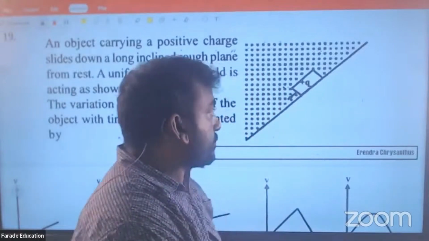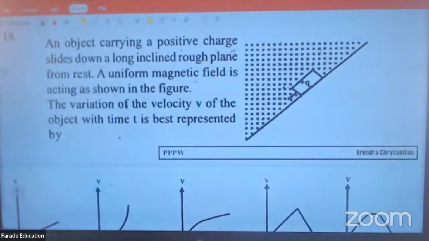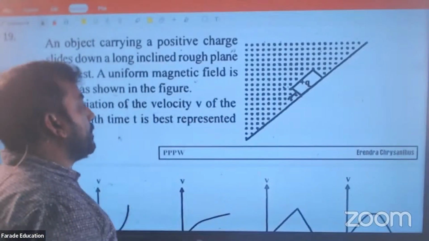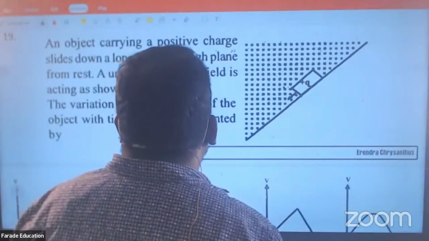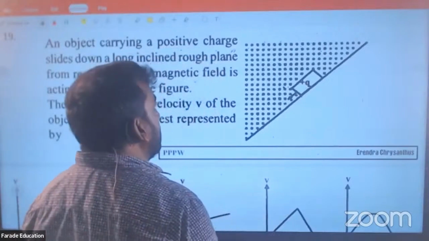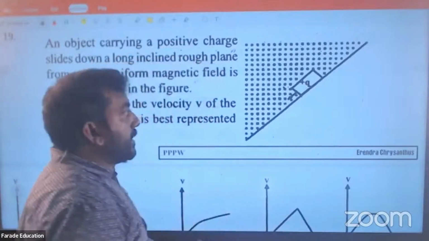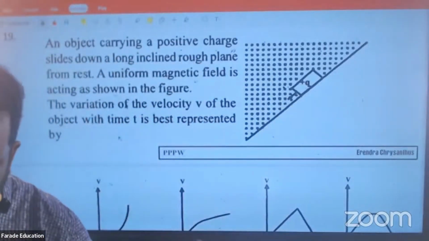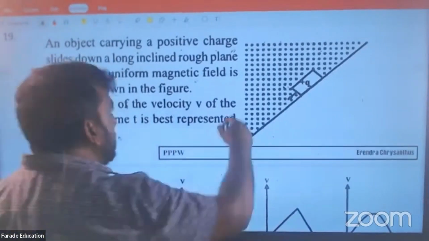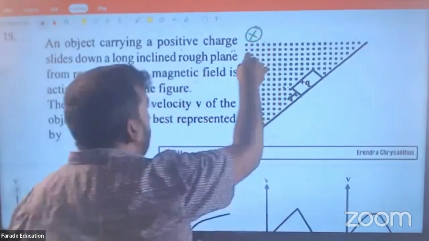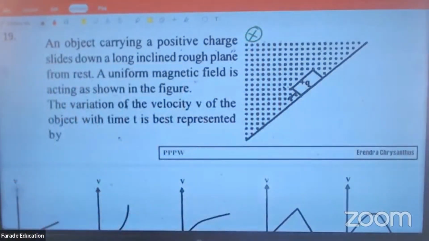A point carrying a positive charge slides down an inclined plane. A uniform magnetic field is acting as shown in the figure. Remember, the magnetic field direction is important. Actually, this is into the paper. Variation of the velocity v of the object.